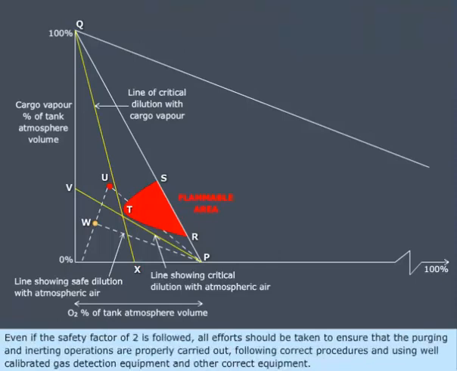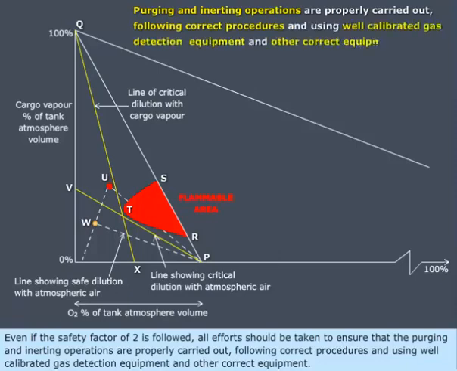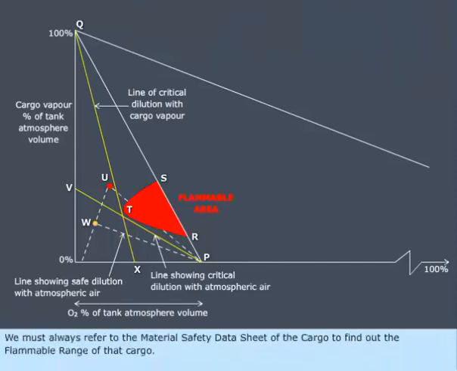Even if the safety factor of 2 is followed, all efforts should be taken to ensure that the purging and inerting operations are properly carried out, following correct procedures, and using well-calibrated gas detection equipment and other correct equipment. We must always refer to the material safety data sheet of the cargo to find out the flammable range of that cargo.